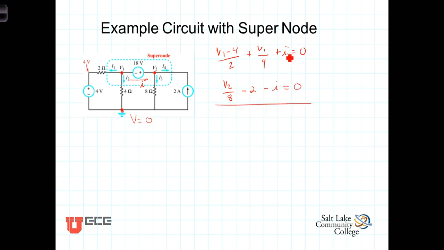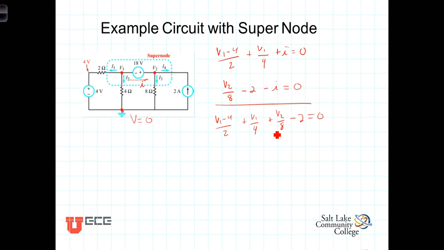Note that we can eliminate this I term by adding these two equations. Let's go ahead and do that. We then get V1 minus 4 divided by 2 plus V1 over 4. Again, the I's add to 0. Then we have the other two terms down here, plus V2 over 8, then minus 2 equals 0. So we've eliminated the I, but in the process we've gone from having two equations down to just one equation, yet we still have the two unknowns, V1 and V2.